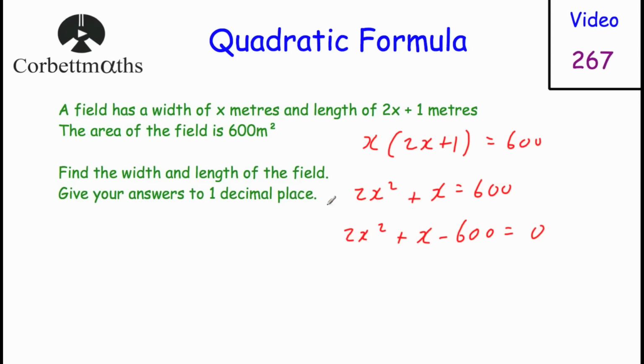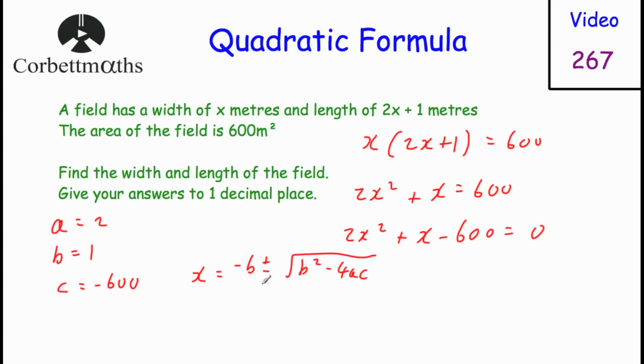Because we've been told to give our answers to one decimal place, that implies we're going to be rounding it. So let's use the quadratic formula here. a is going to be equal to 2, b is going to be equal to 1, and c is going to be equal to negative 600. Our quadratic formula is x equals negative b plus or minus the square root of b squared minus 4ac, all divided by 2a. So let's substitute our values in.